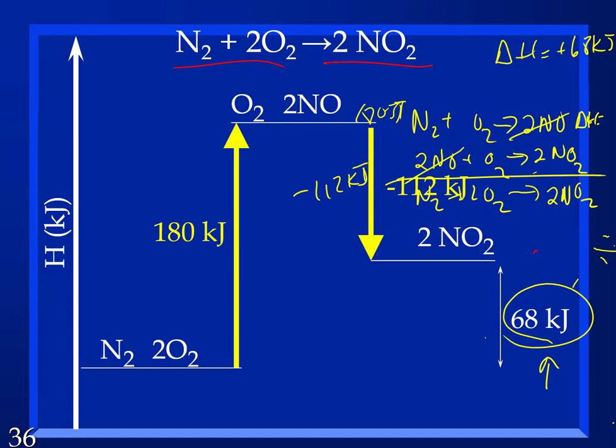If I can add up the equations, I can add up the heats, and I'll get the same answer. That's what Hess's law says. I just have to remember, if I turn it around, I change the sign. And if I multiply through by a number, I have to multiply the heat by that number.